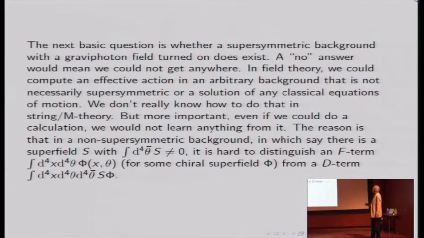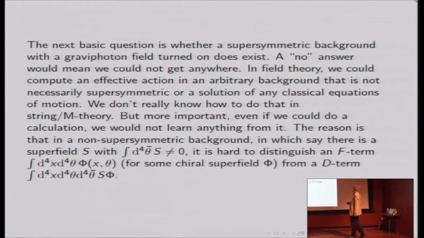It's hard to tell the difference between an F term, where F is a chiral superfield, and a D term like this. Because given that the integral d4 theta bar of S is not zero, this would actually have a contribution that would look just like this. And you could try to distinguish them by going to higher orders, but if you think about it, you'll discover that that won't actually help, because you can also get confused in higher orders. So you can pursue my line of thought farther, but you'll see that you can't learn anything about F terms by expanding around a background that isn't supersymmetric.